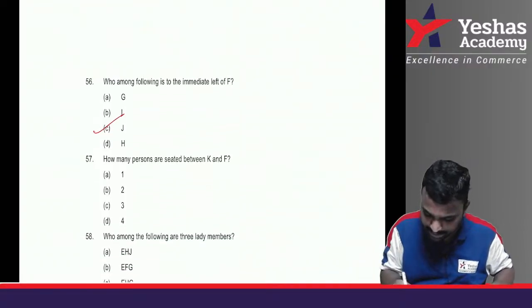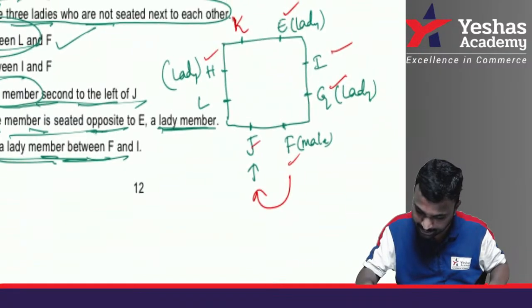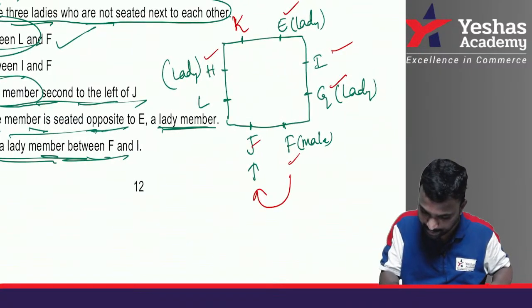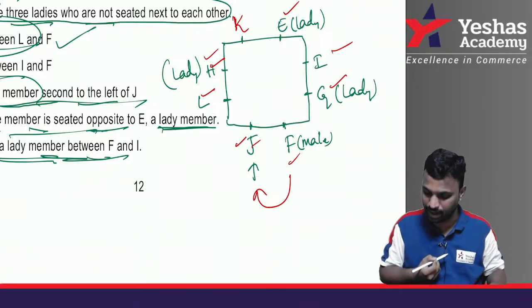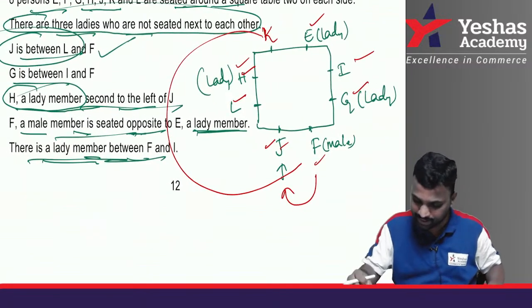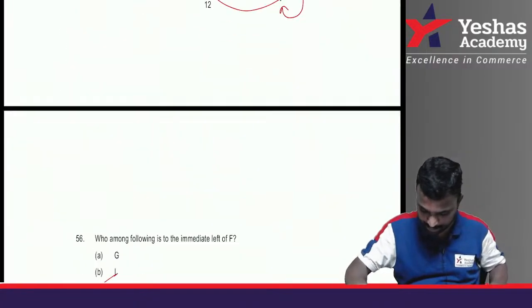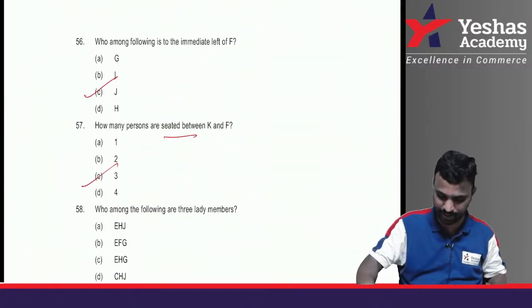Yes. How many persons are seated between K and F? Between K and F, how many persons are there? Between K and F, 1, 2, 3. So there are three people between K and F. Even if you take it to the left side or the right side, there are three people only. Option C is the right answer.